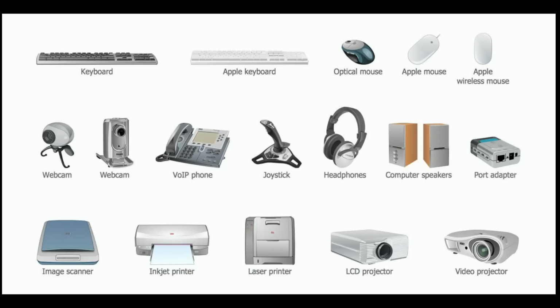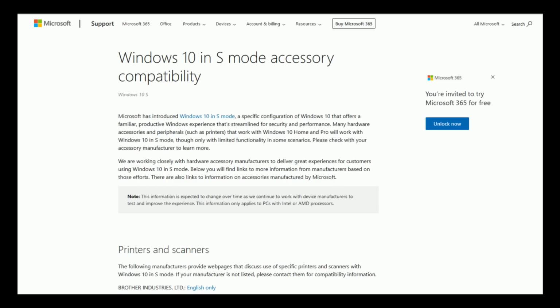Now, if you need to install an external device like a webcam or a printer or something like that, you can do the majority of those things in S Mode. But not every peripheral is guaranteed to work in S Mode. Now, Microsoft has a web page dedicated to the S Mode compatibility for peripherals. I'll link that down in the description for you. You might want to check that out before buying a new computer with Windows S Mode enabled.